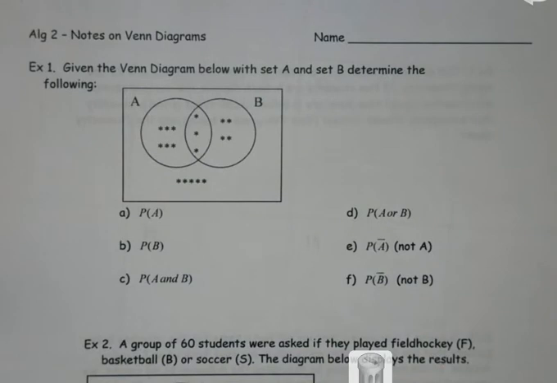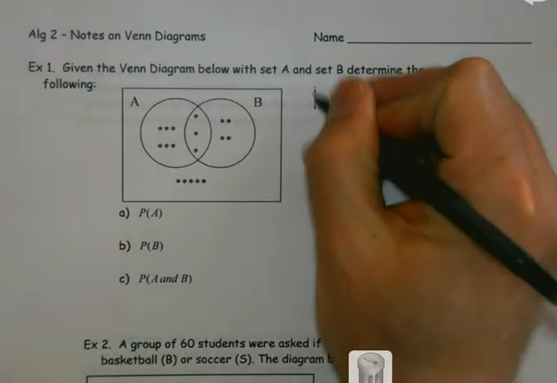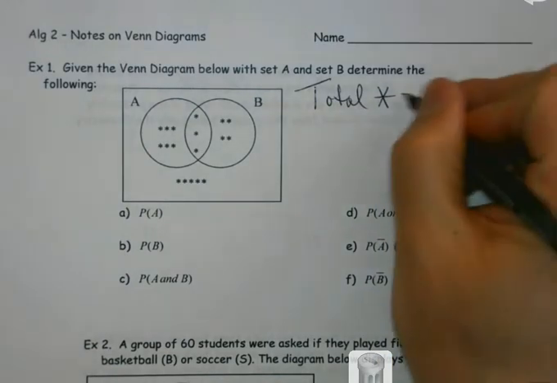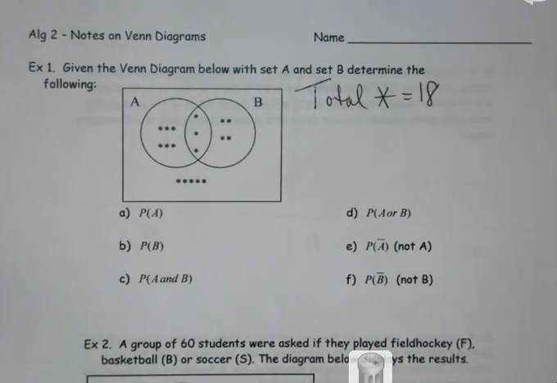Now with a Venn diagram, the first thing we need to have a grip on is how many events there are to begin with. So for instance, here in example 1, each of the stars represents an event occurring. How many events total do I have in this particular Venn diagram? 18. Okay. So my total events, or I'll just say my total asterisks here, is 18. That's important because when you're doing probability, the total number of occurrences always goes in the denominator. So we know our denominator is going to be 18 on all of these.